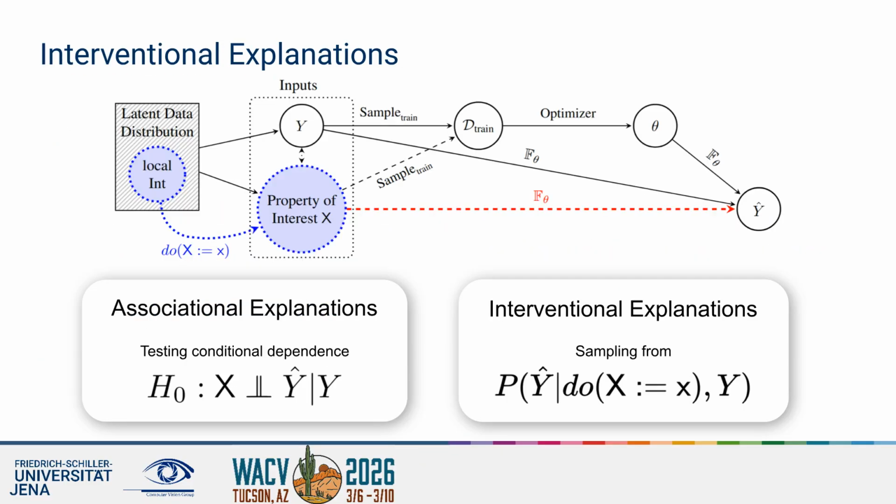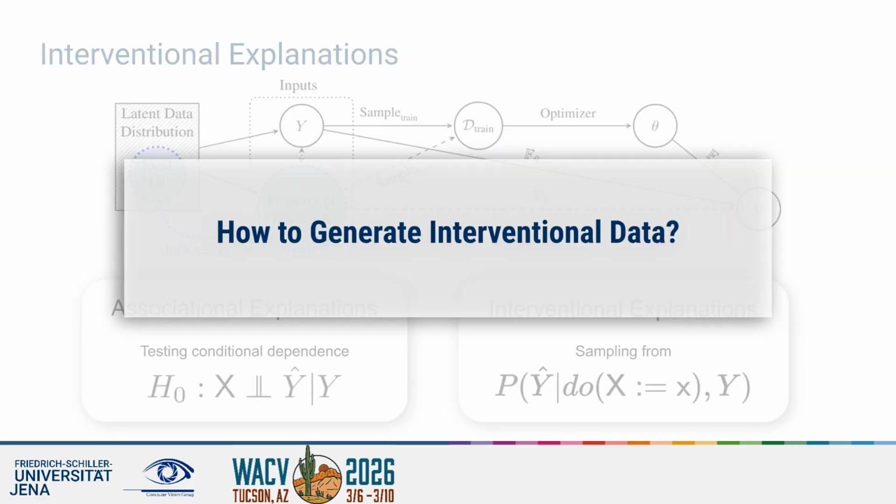For this reason, we study local changes in the predictions y hat for changes in the property of interest x. Formally, this is expressed using the do operator. In particular, we are interested in the interventional distributions of the predictions y hat when we intervene on a property x for a specific value. However, this opens the important questions: how do we generate interventional data? How do we get input interventions?